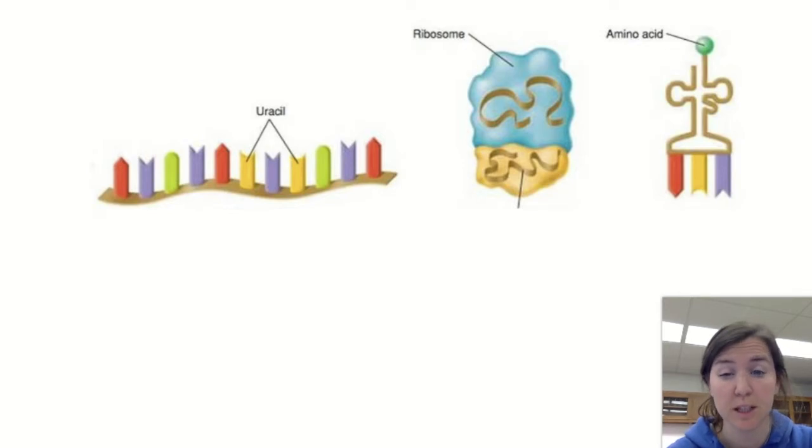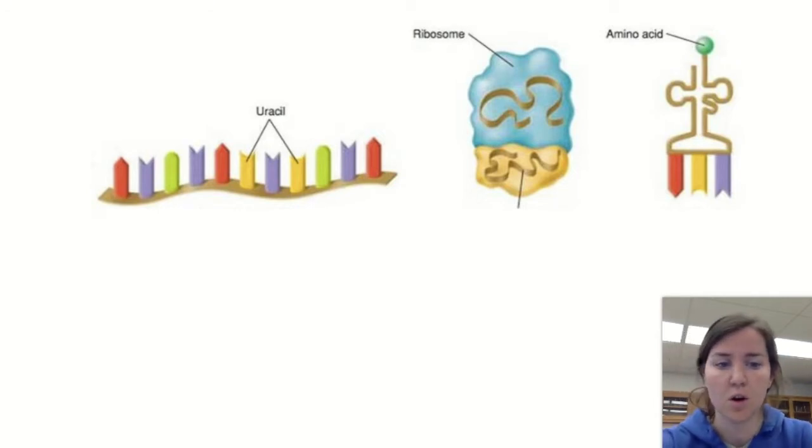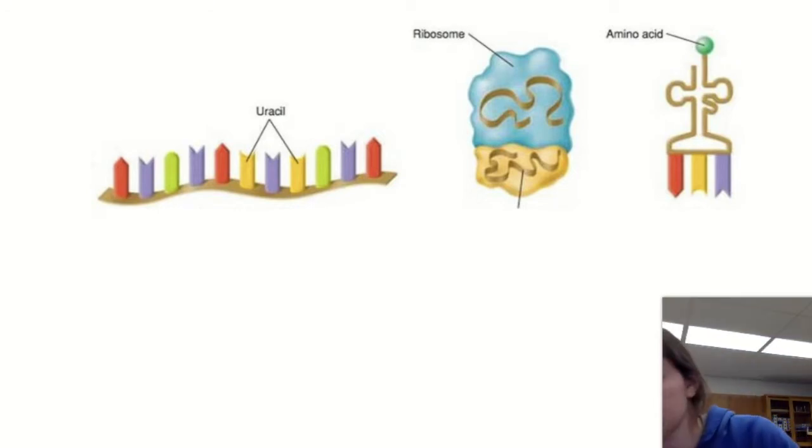Okay, so there are three types of RNA. Right now we'll get a brief overview of the three, but we'll learn a lot more about how each of them works in the future.